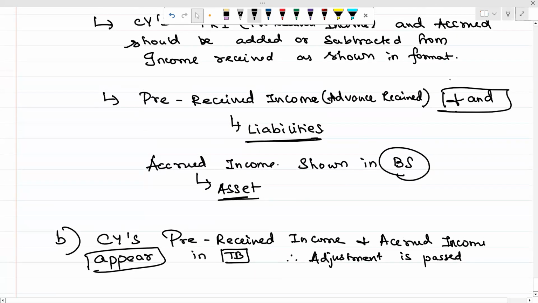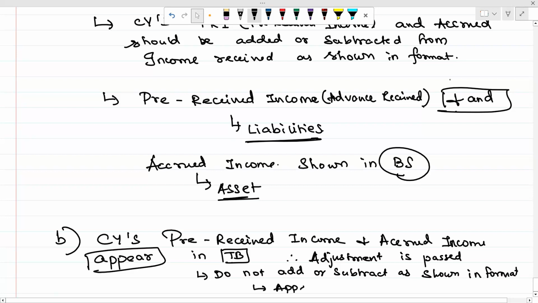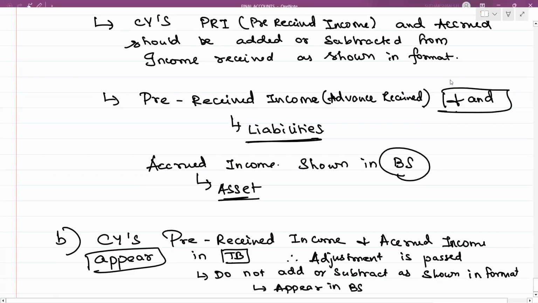Now, do not add or subtract as shown above. You should not do that format. You should simply show it in the balance sheet. It should simply appear in the balance sheet, nothing more than that. If there is an appearance in the trial balance, you will simply post it. Okay.